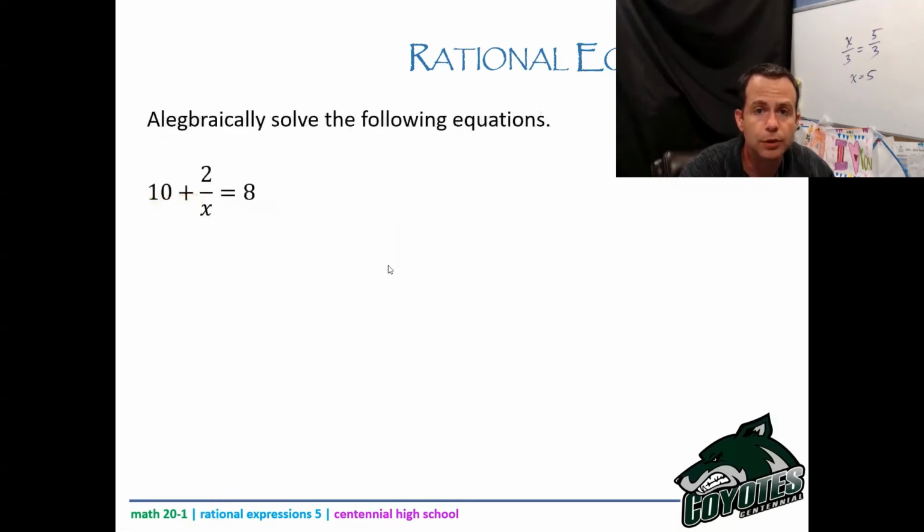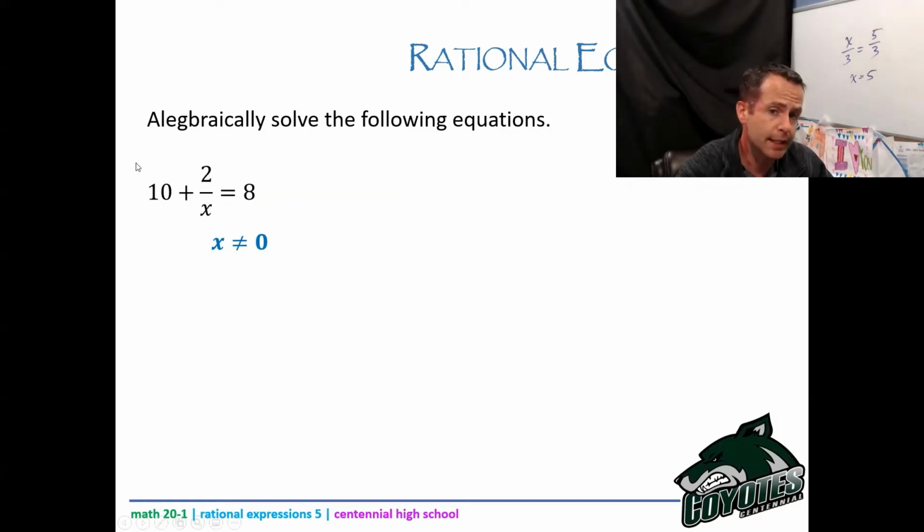Okay, so let's give it a try. Algebraically solve the following equations. I've got 10 plus 2 over x equals 8. Okay, so first thing I'm going to do is factor. There's nothing to factor there, so that one's done. Yay me. Second thing is I need to state my NPVs. So x can't equal 0. Now, I want to write everything as a common denominator, which means I want everything over x.